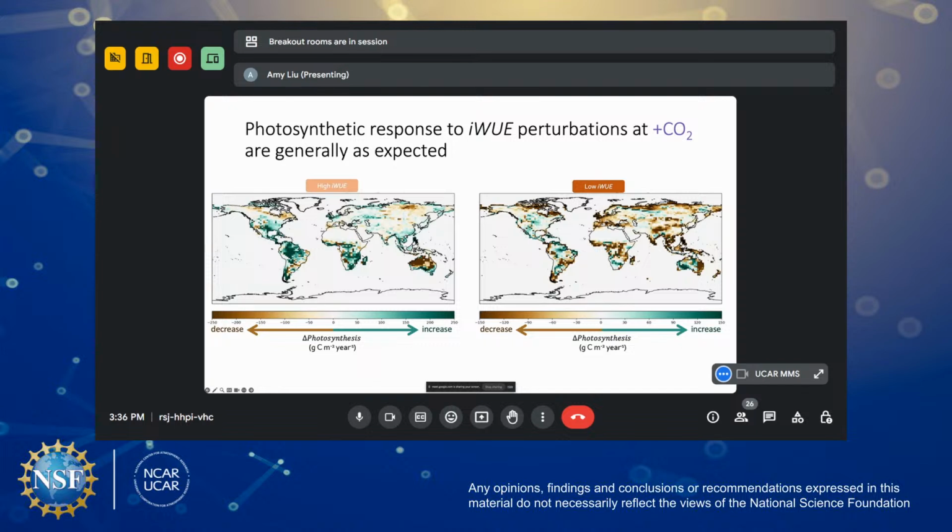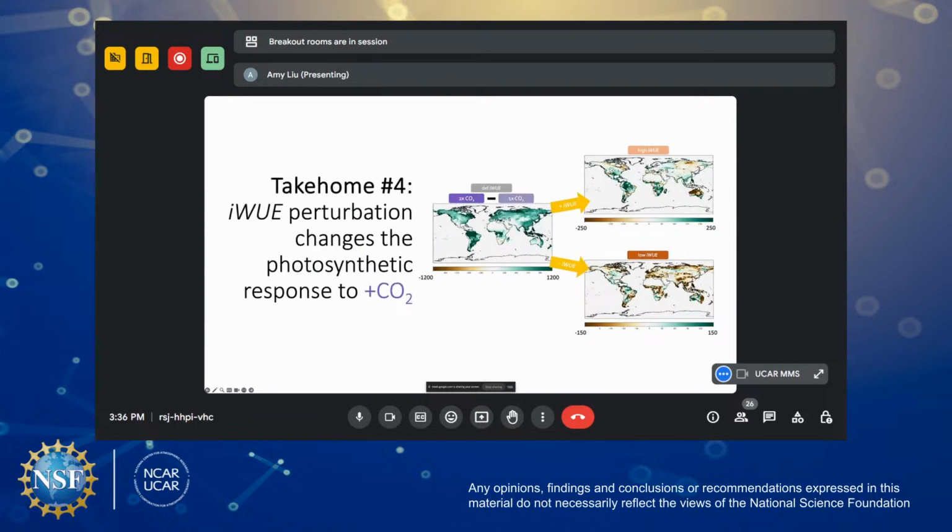However, I do want to point out that both high and low intrinsic water use efficiency have regionally sensitive responses as well, that account for around 10 to 20% of the overall photosynthetic response we see at the increased carbon dioxide. And we still want to explore why this is the case, which is next steps. So take-home point number 4, our final take-home point, is that intrinsic water use efficiency perturbation changes the photosynthetic response to increased carbon dioxide.